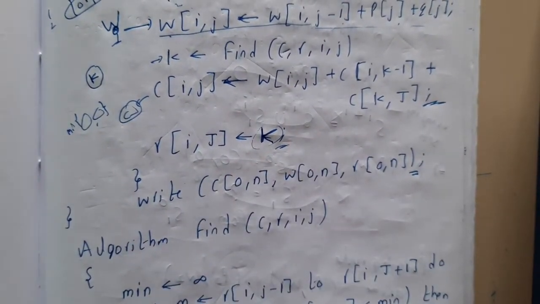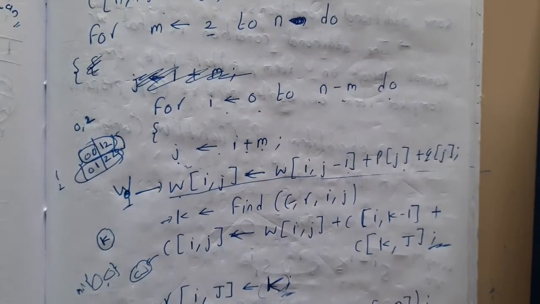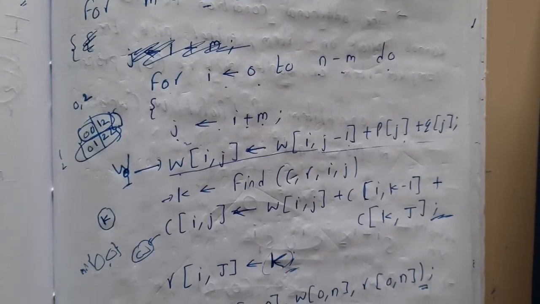I hope everyone got some clarity, because I am also not perfect with the algorithm. I also got confused with some of the steps, so I tried my level best to explain it. I hope everyone got some idea on this algorithm.